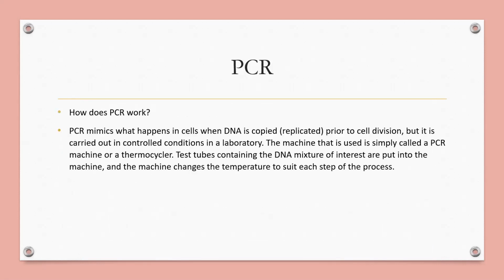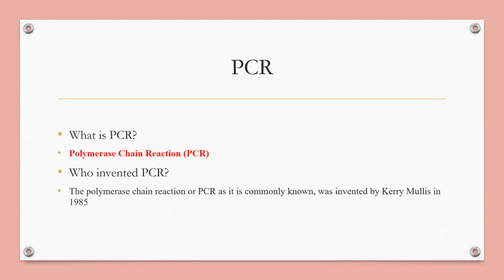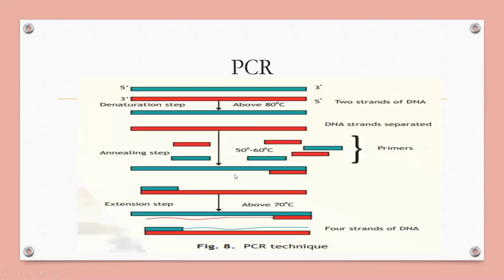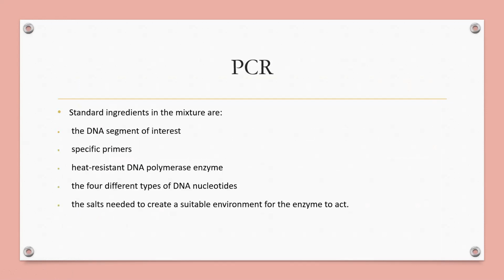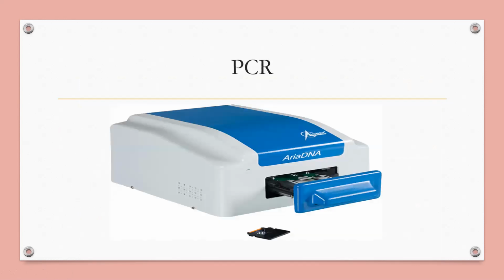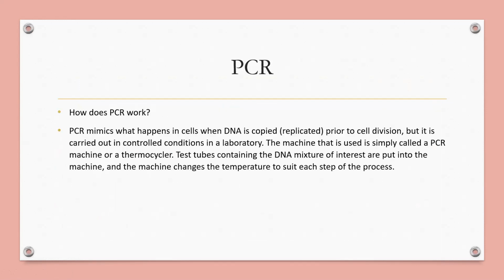Shall I repeat? Look at here. PCR means polymerase chain reaction. P means polymerase, C means chain, R means reaction. Polymerase chain reaction, invented by Kary Mullis in 1985. Next. This is PCR instrument. Do you understand? Next.